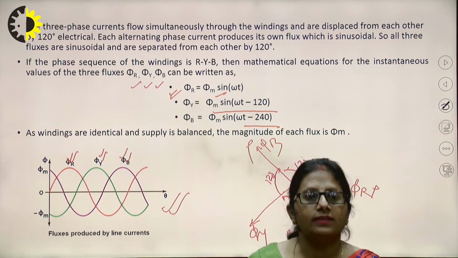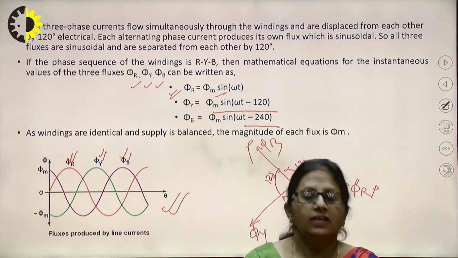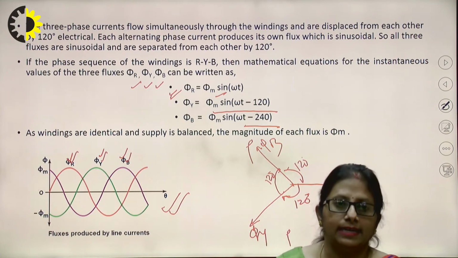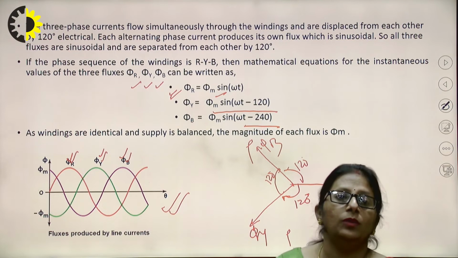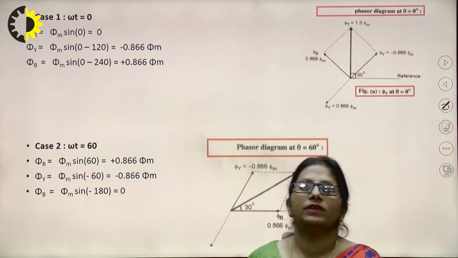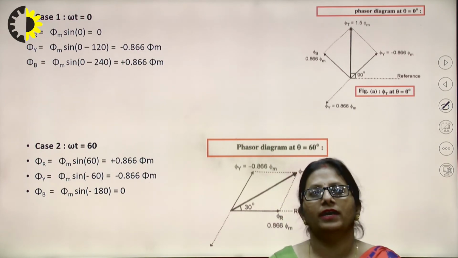That resultant flux is the phasor addition of phi r, phi y and phi b, right? So we'll be finding out the value of this resultant field at various thetas, or at various instants. Coming to the very first case, case 1, when omega t is equal to 0, what we need to do?